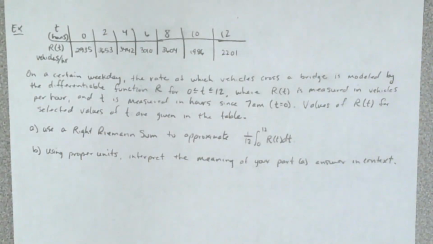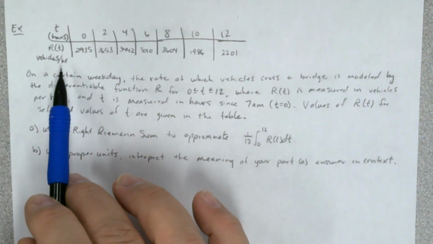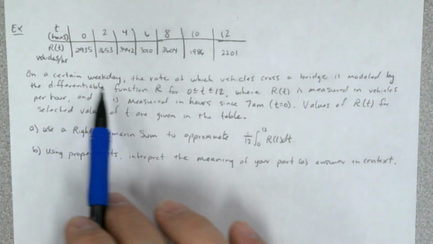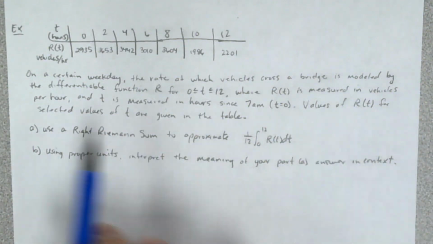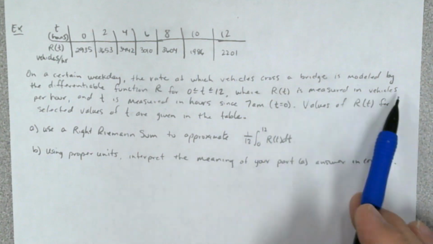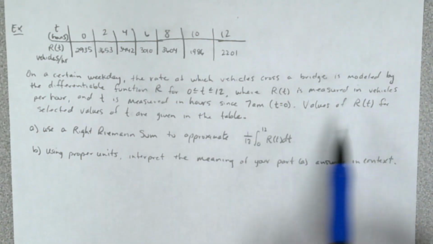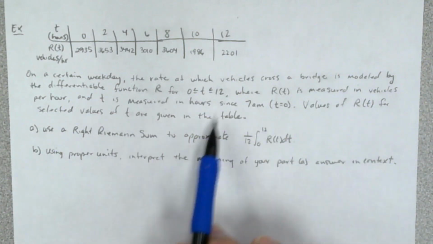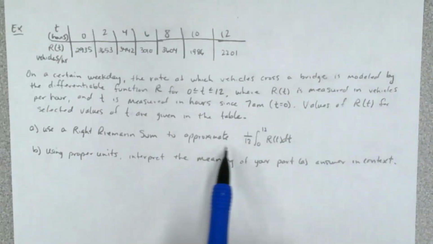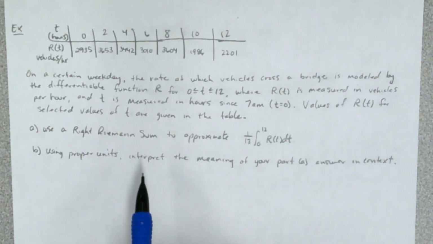Okay. Here I give you a table of values. T is in hours. From the table I can see I got vehicles per hour. That's my rate. On a certain weekday, the rate at which vehicles cross a bridge is modeled by the differentiable function R between 0 and 12, where R of T is measured in vehicles per hour and T is measured in hours since 7 a.m., where T equals 0. The value of R of T for selected values of T are given in this table. Use a right Riemann sum to approximate this right here, and then use proper units. Interpret the meaning of this answer in context of the problem. So this is usually how it's displayed for you and what they want you to do for this.